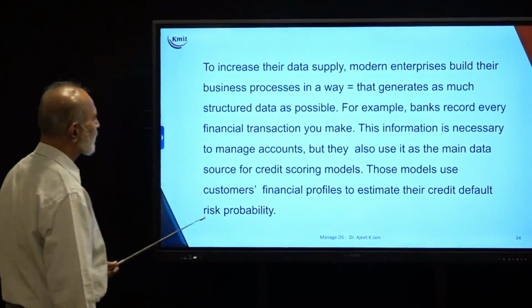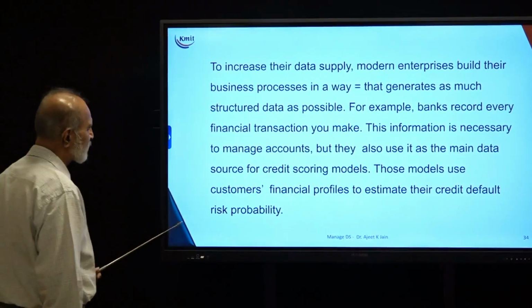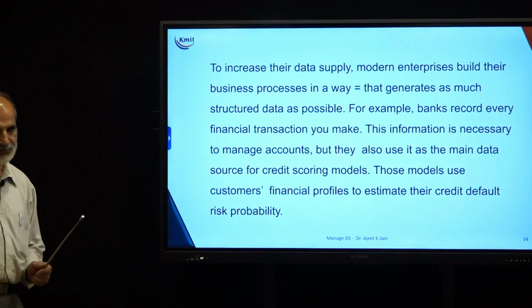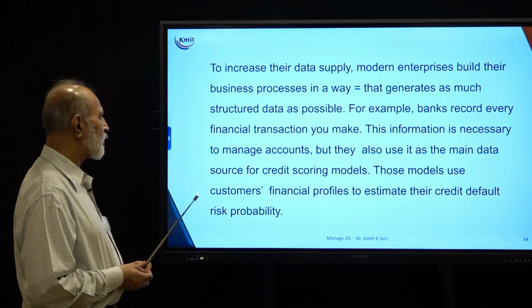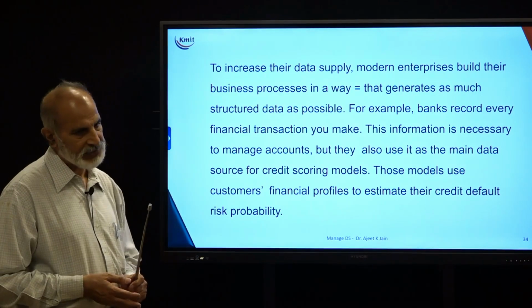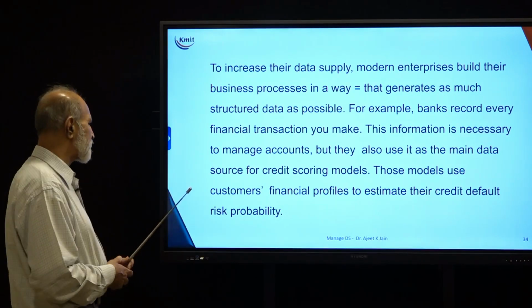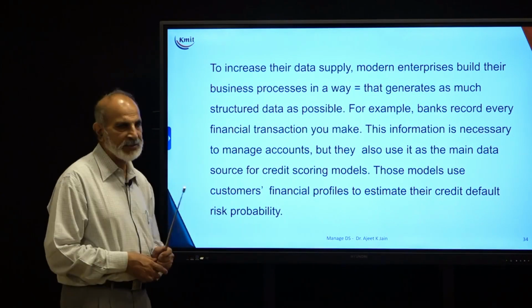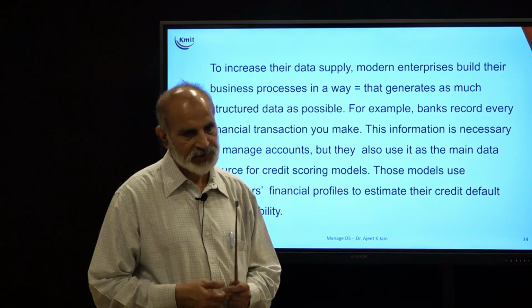To increase their data supply, modern enterprises build their business processes in a way that generates as much structured data as possible. So from unstructured data, I have to go for structured data. For example, banks record every financial transaction we make. It's highly structured, and a bank has to follow a systematic way of working. This information is necessary to manage the account, but they can also use it as the main data source for a credit score model. So how much credit I have earned, how much credit I have.